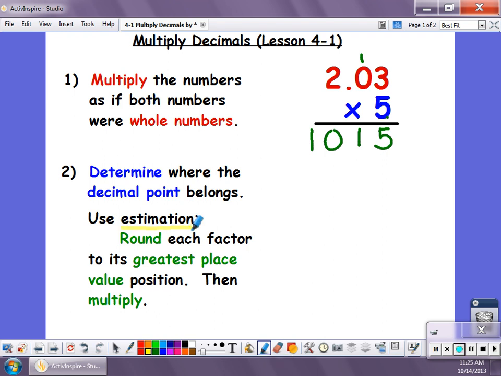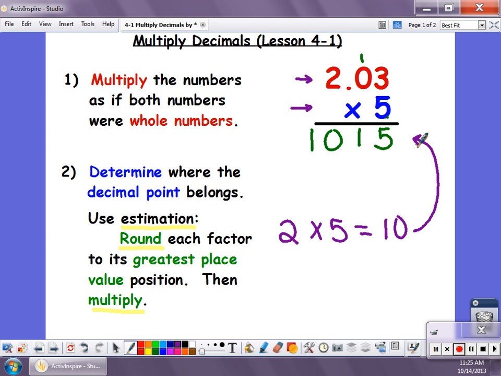Now the first strategy I want to talk to you about for placing your decimal point is using estimation. We're going to round each factor to a whole number and then multiply them together to see what our answer should be close to. For example, I'm going to round the first factor to 2. The second factor is already a whole number, so I don't have to round it at all. So I have 2 times 5, which is 10, which means my answer here should be close to 10.